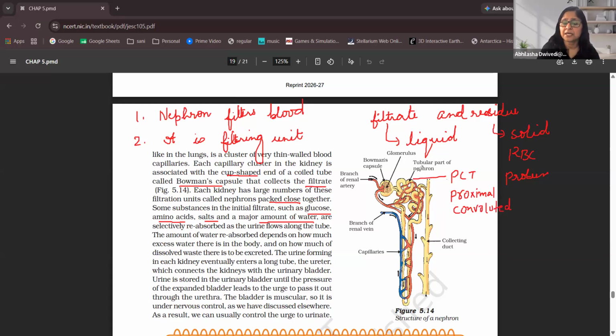I'm not writing it because the T part, you understand. And the other end, as you can see, is away from the Bowman's capsule. That's why it's called the distal convoluted tubule. Distal convoluted.